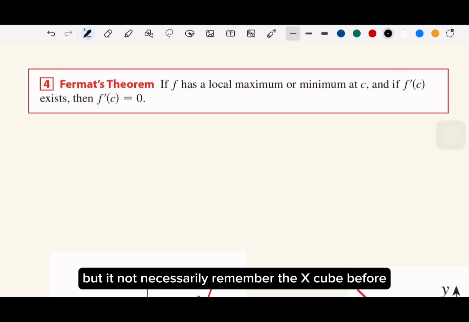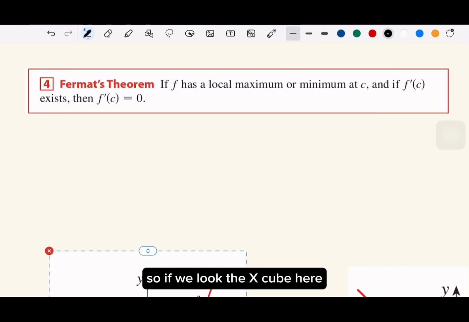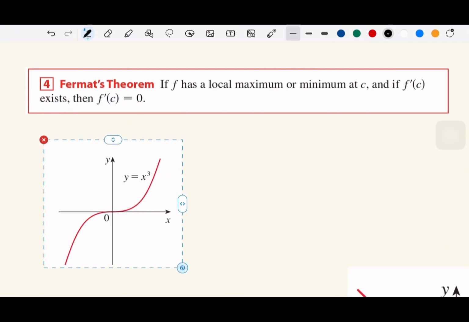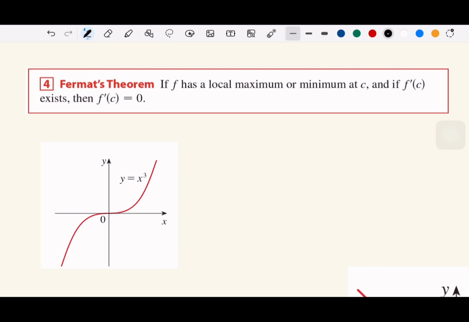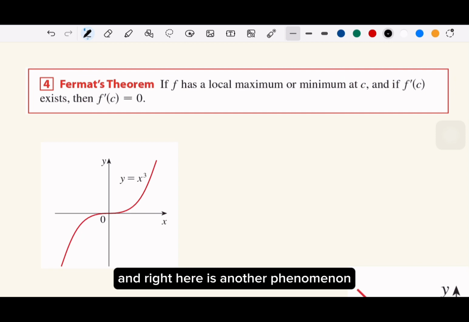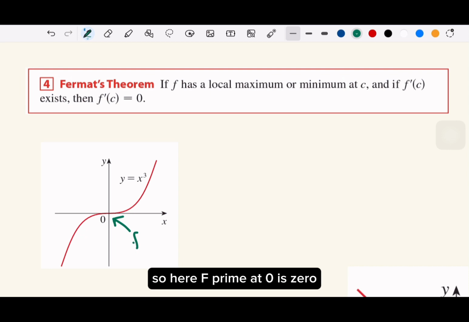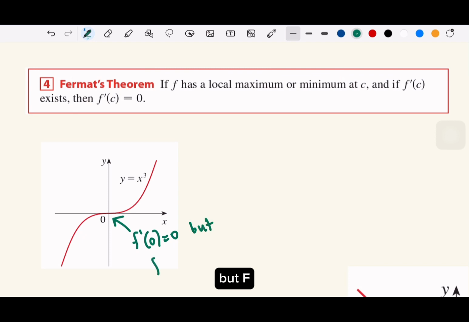Remember the x cubed before? So if we look at the x cubed here, suppose that this is our function. At x equals 0, here, we have the slope that is 0, right? We have f prime 0. But it's not max, not minimum. So let me write here. This is another phenomenon. Here, f prime at 0 is 0, but f doesn't have a max or min value.